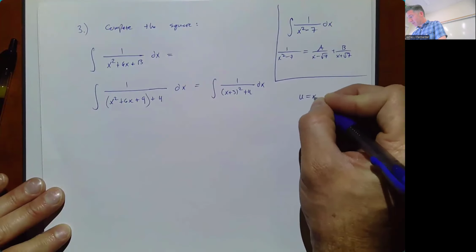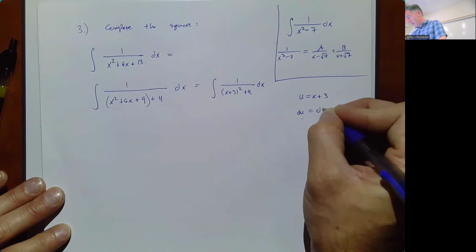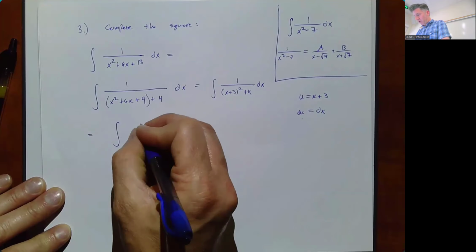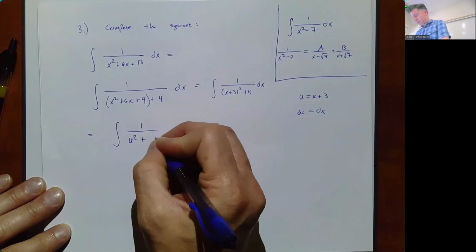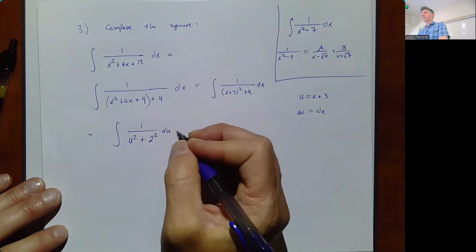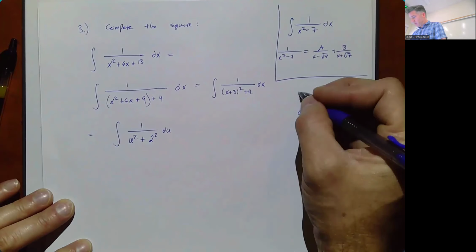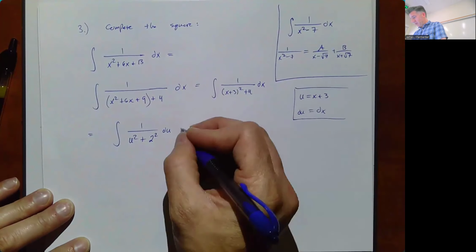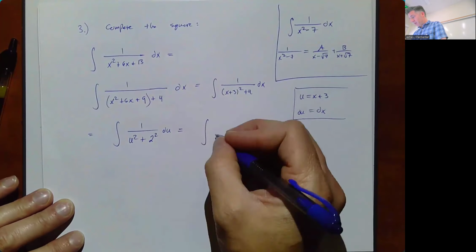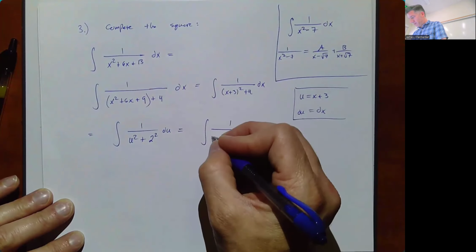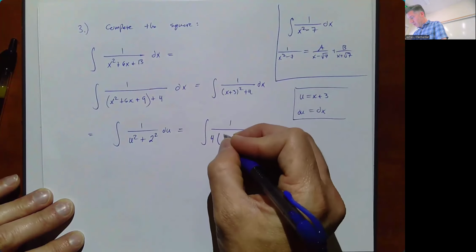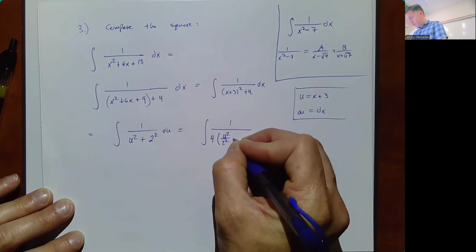If you let u equal x plus 3, your du is dx, and we can rewrite this as the integral of 1 over u squared plus 2 squared, which I think you're allowed and welcome to memorize the answer to. But if you're not, there's more we can do here. You could do another u sub, which is terrible, and say, I'm going to write this as, well, first, before I do that, I'm going to factor out the 4 on the bottom and say I have u squared over 2 squared plus 1.